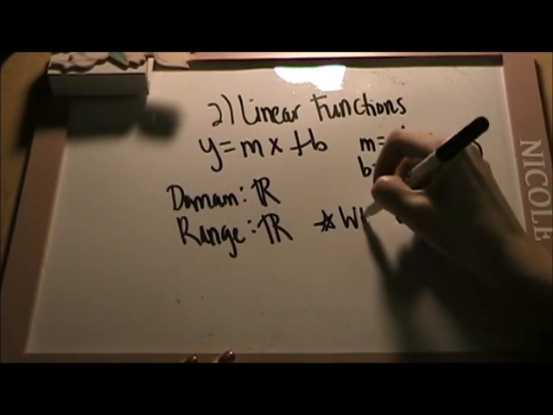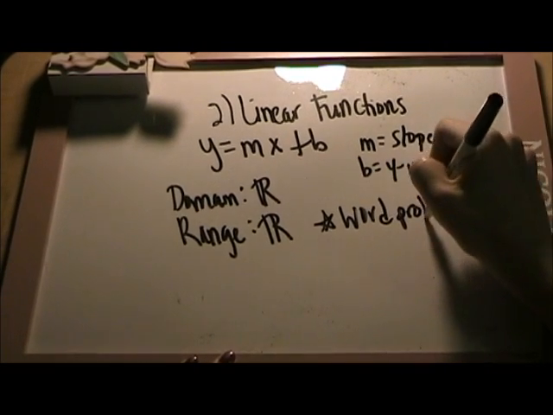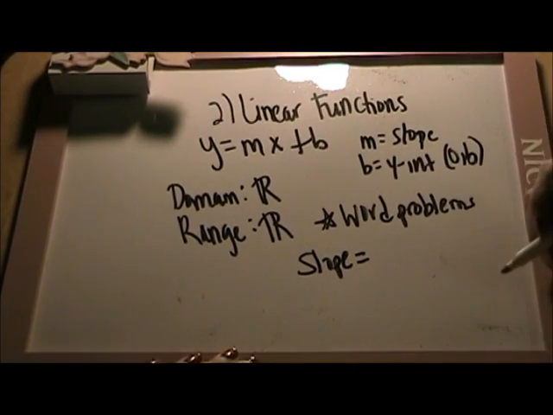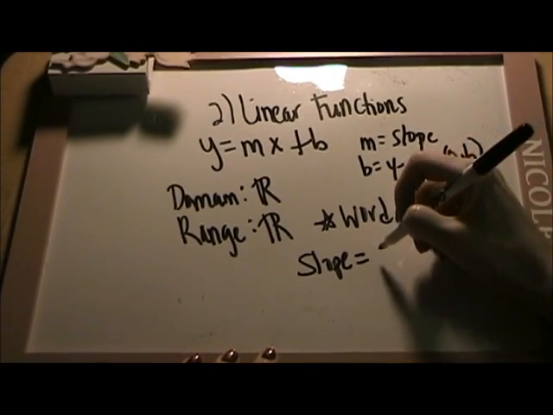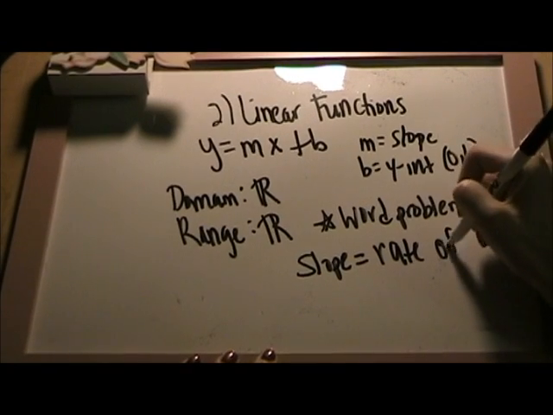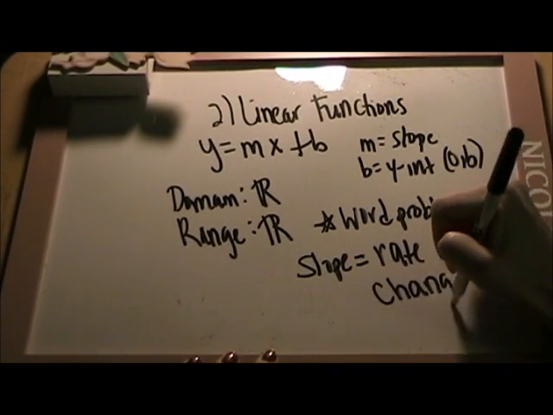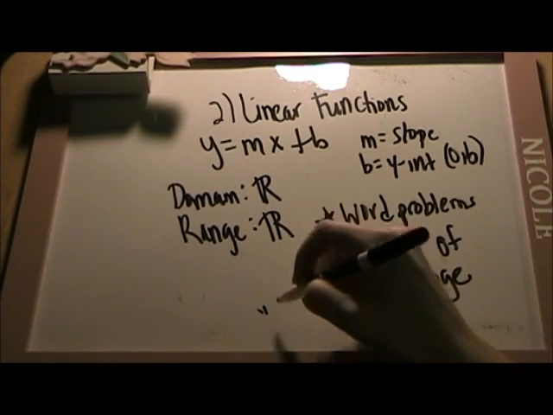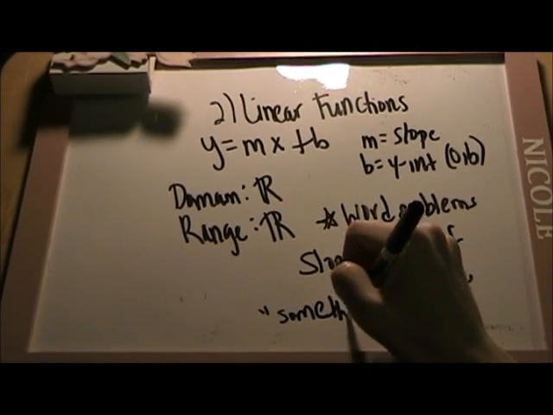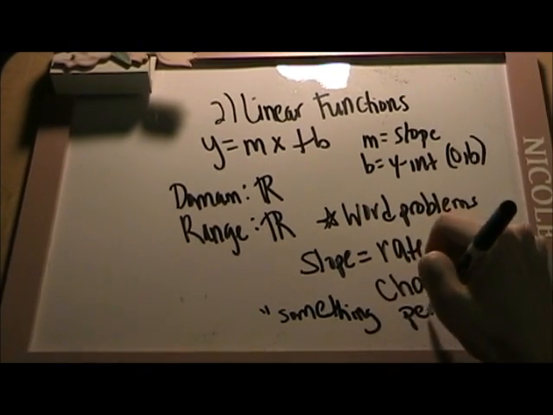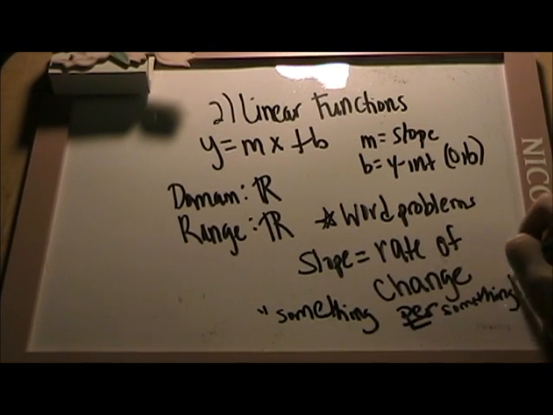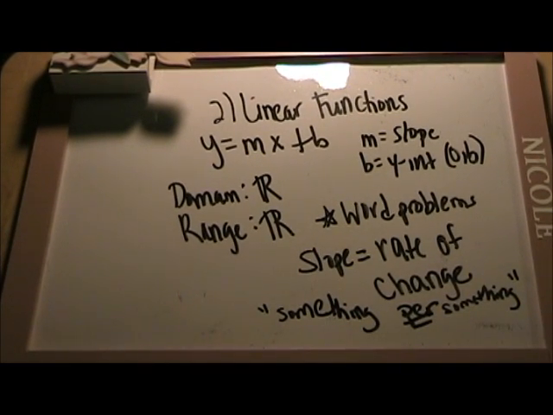For word problems, it's important to recognize that slope can also be called rate of change. So that's going to be something per something, keyword per. Each has different units, but the keyword per, P-E-R, that represents slope.